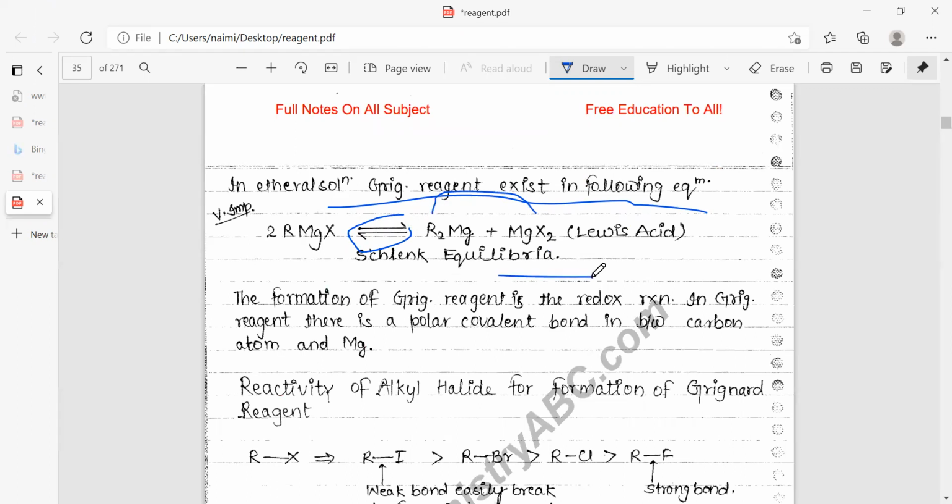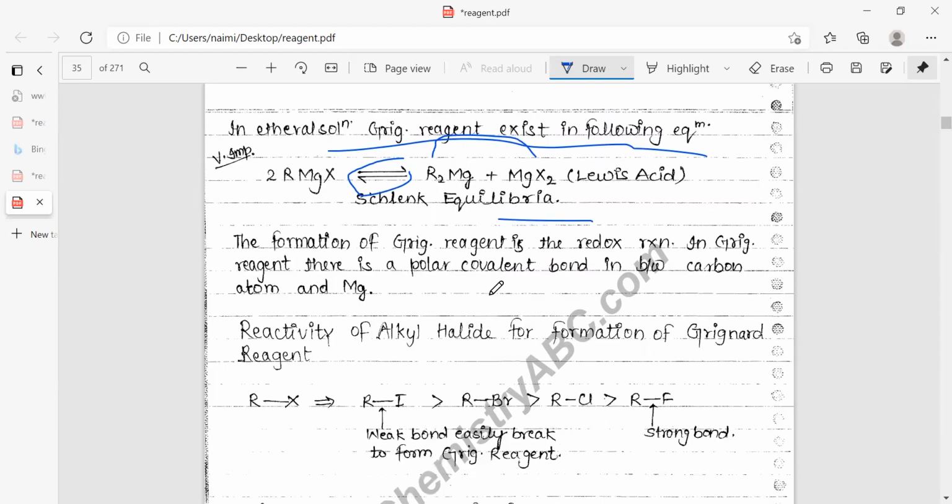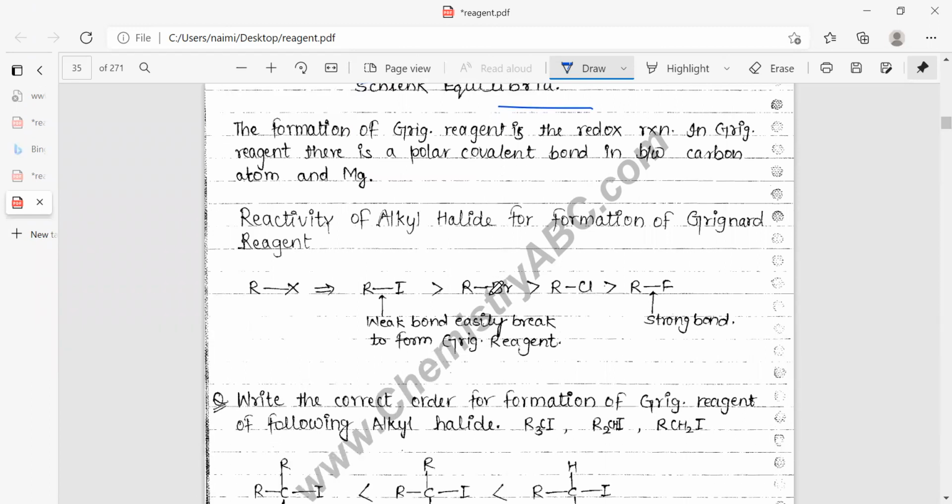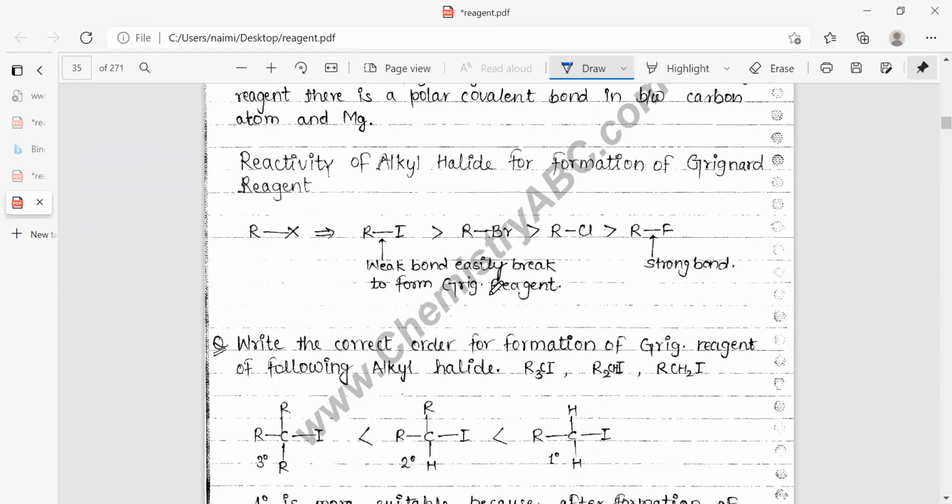Okay, so the formation of Grignard reagent, the redox reaction. In Grignard reagent there is a polar covalent bond between the carbon atom and magnesium. Regarding reactivity, iodine is a bulky group, so it acts as the best leaving group, and that's why its acidic strength is much more.